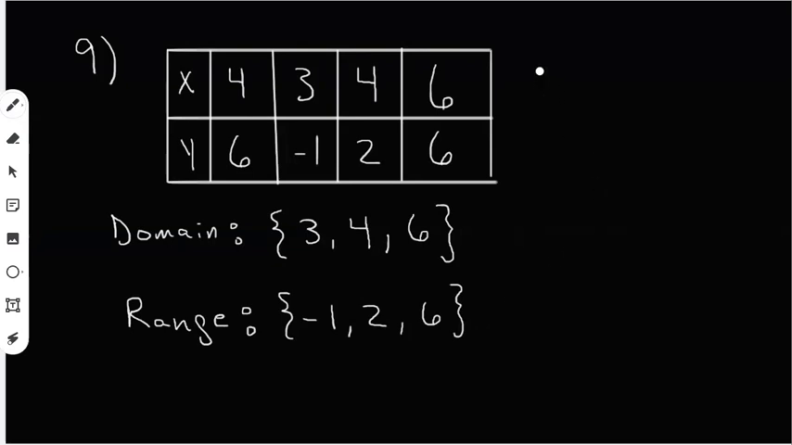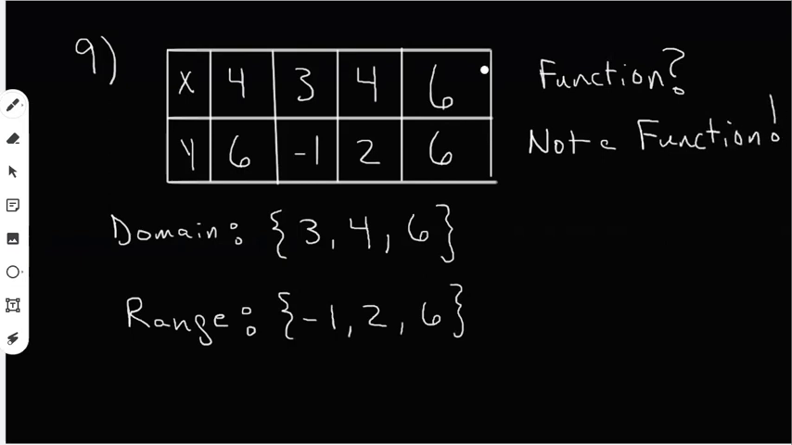Now, the question is, is it a function or not? That's a good question. Do the x values repeat themselves? Yes. So it's not a function. I noticed that the x values actually do repeat themselves. Which ones repeat? The 4s. The 4 shows up twice. Therefore, it's not a function. It would fail the vertical line test, right? So that's why we have to say it's not a function. Not all relations are going to be functions. Remember that. Okay. So that's number 9.